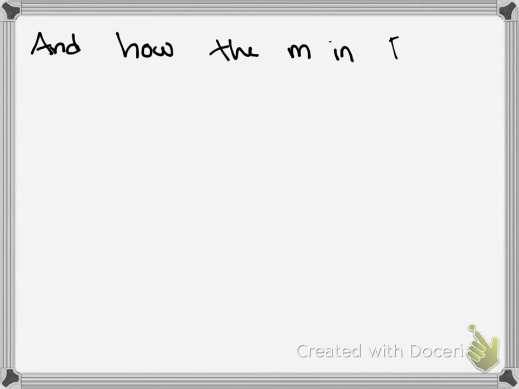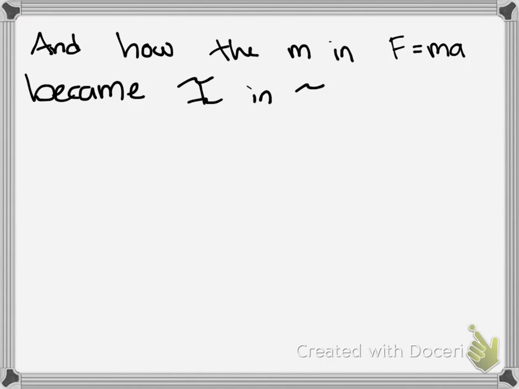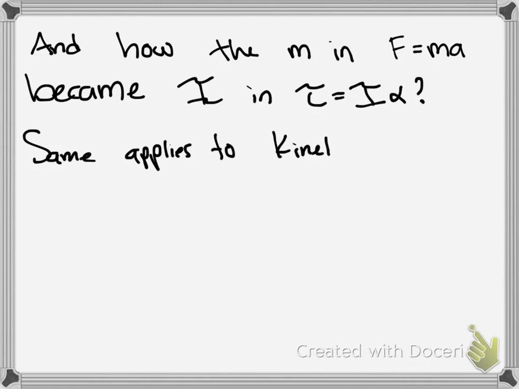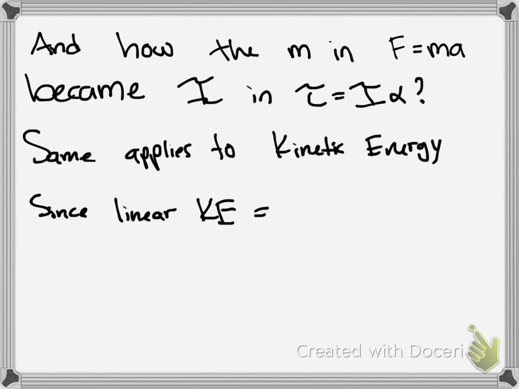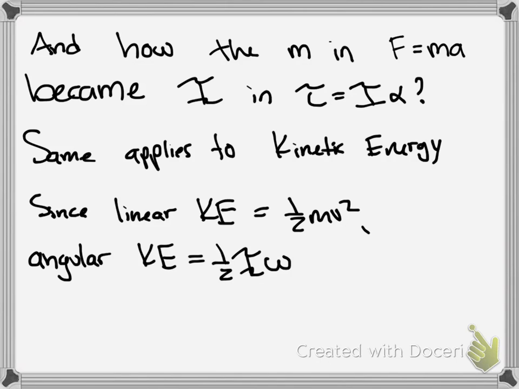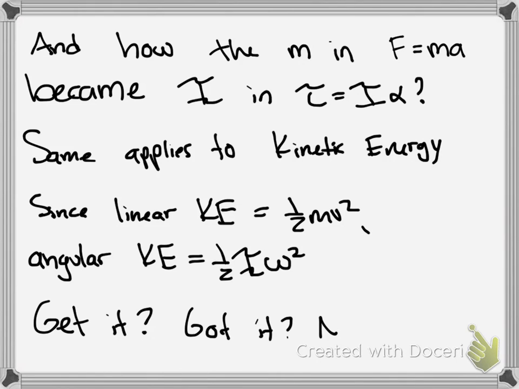And remember how force equals mass times acceleration became torque equals inertia times angular acceleration? Well, the same thing applies to kinetic energy. Since linear kinetic energy is half of mv squared, that means that angular or rotational kinetic energy is equal to half of inertia times angular velocity squared. It's pretty simple.